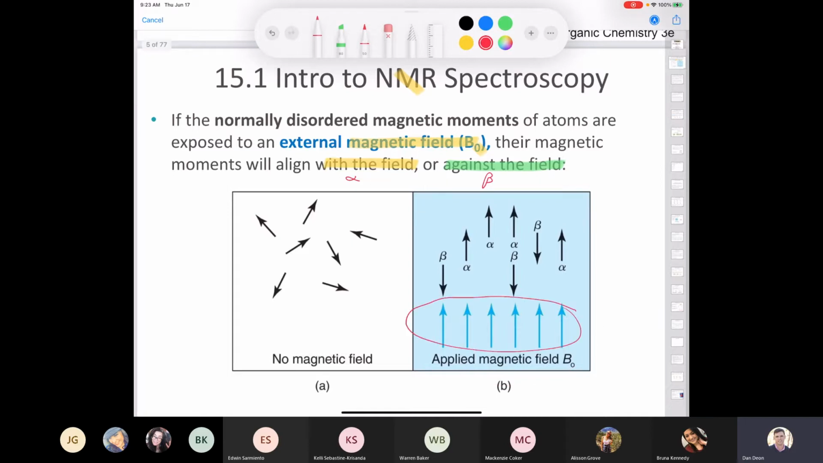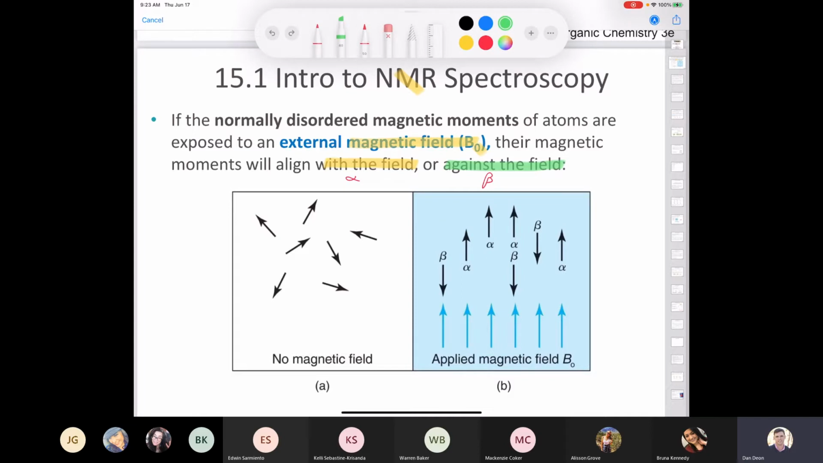You can clearly see that in the picture here on the right-hand side. These field lines, these blue lines, represent the applied magnetic field. That's the direction of it. You see, again, that some of them are aligned with it. That's what we call an alpha spin state. And when they align against the magnetic field, we call that a beta spin state. So what have we got so far? I'm just going to repeat.